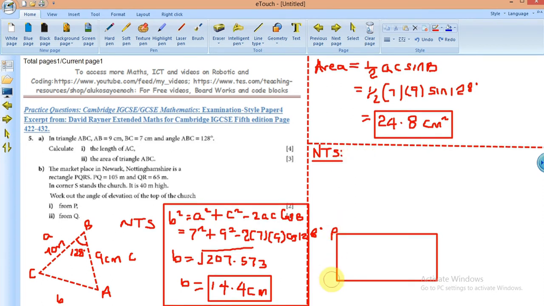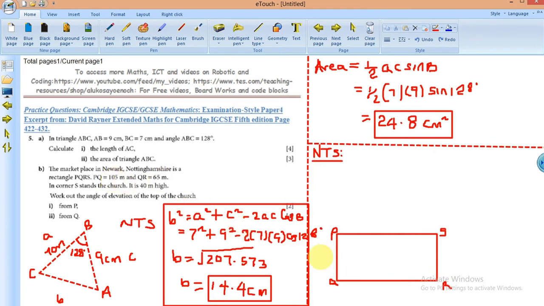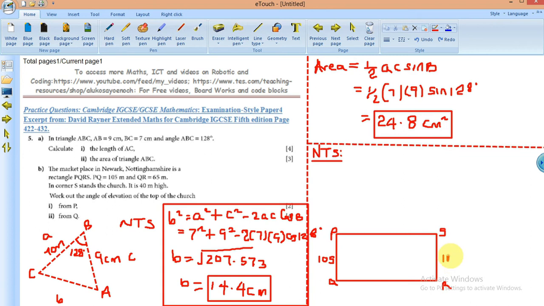So let's go ahead with the label PQ, and this is a rectangle. You know the parallel sides are equal. Don't forget, this is a rectangle, so by implication parallel sides are equal. For example, PS is equal to QR, and PQ is the same as SR. Based on the information given, PQ is 105 meters, so by implication this one here will be 105. I don't need to write the units. Then QR is 65, so this one here will also be 65. That's the first step.